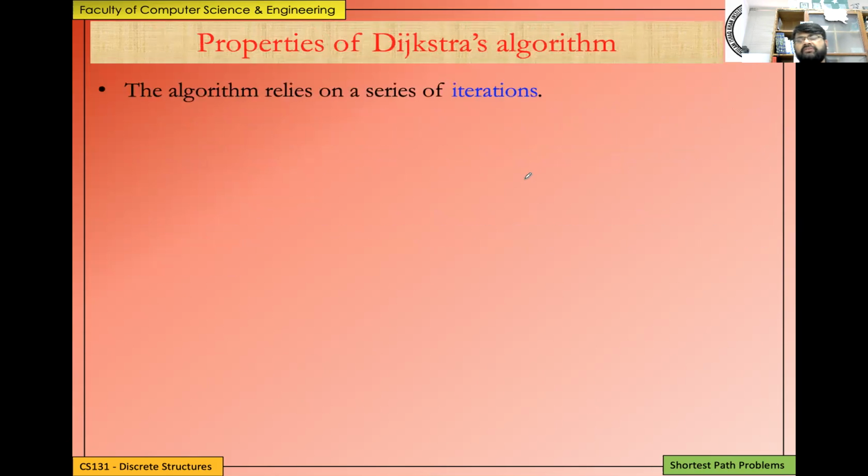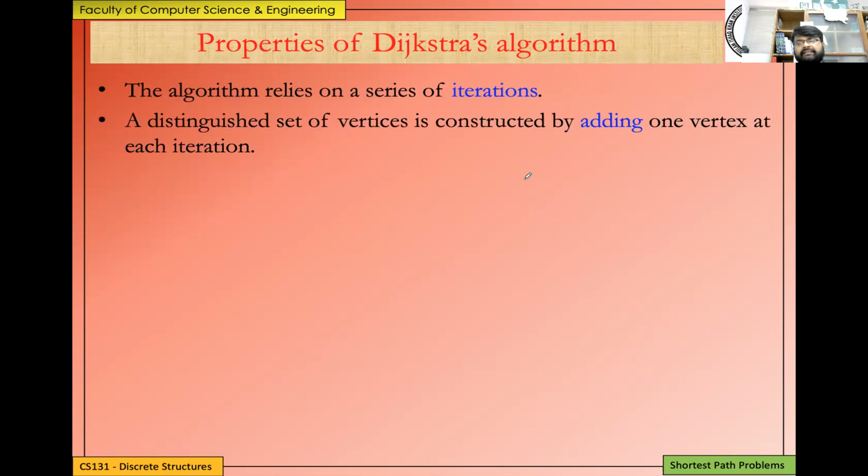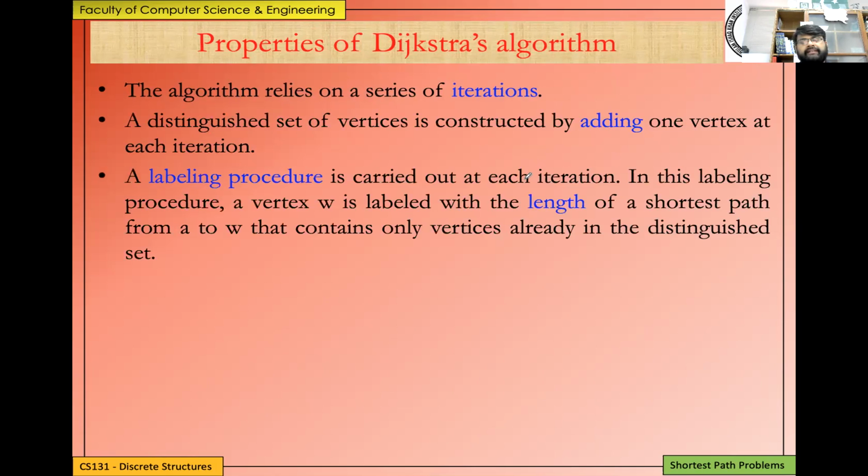So what are the different properties of Dijkstra's algorithm? The algorithm relies on a series of iterations. A distinguished set of vertices is constructed by adding one vertex at each iteration. So in each iteration, you're adding just one vertex at a time. And then there's a labeling procedure carried out at each iteration. In this labeling procedure, a vertex W is labeled with the length of the shortest path from A to W that contains only vertices already in the distinguished set.